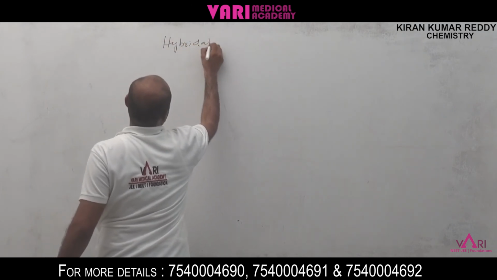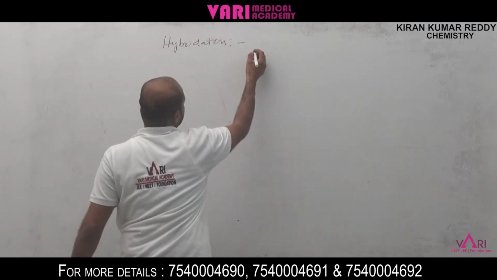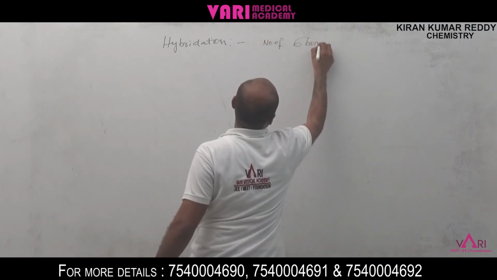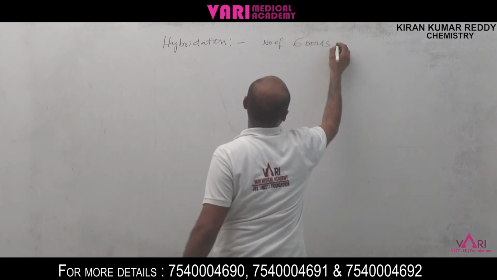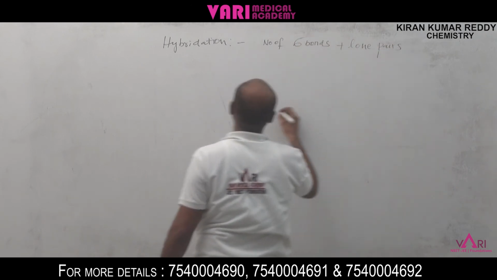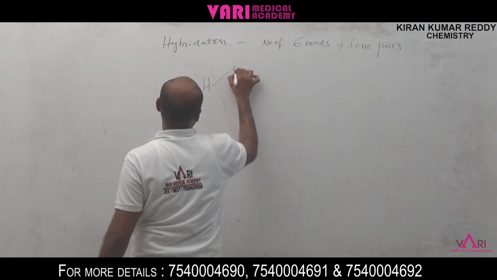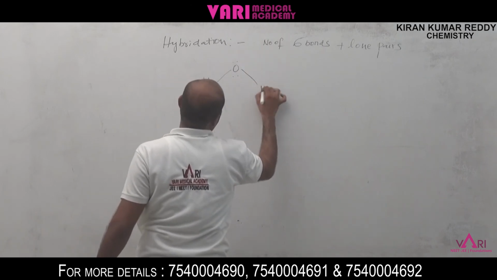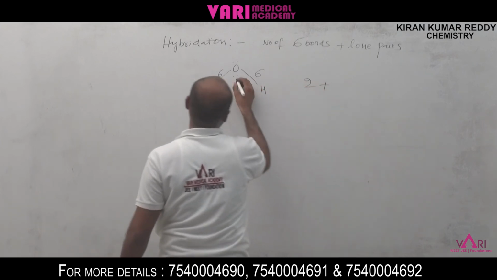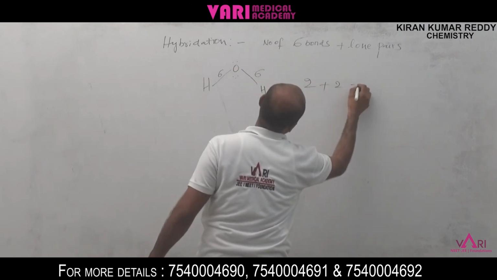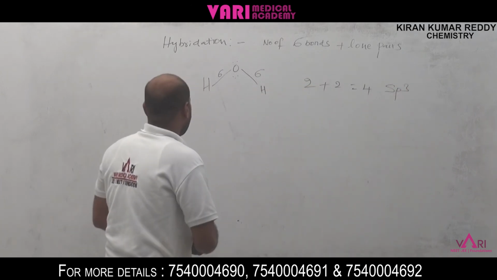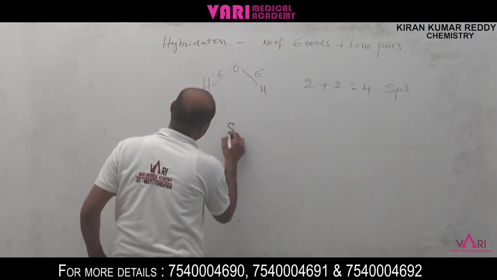hybridization based on structure, number of sigma bonds plus lone pairs. For example, I am taking example water. These are the two lone pairs now. How many sigma bonds? 1 and 2. 2 sigma bonds, 2, plus how many lone pairs? 1 and 2. That is equal to 4. 4 means sp3, tetrahedral.